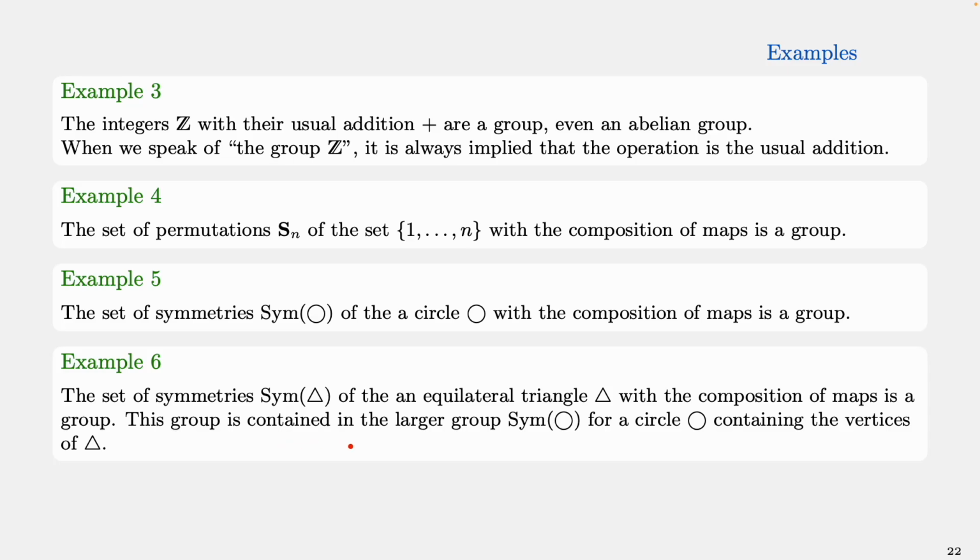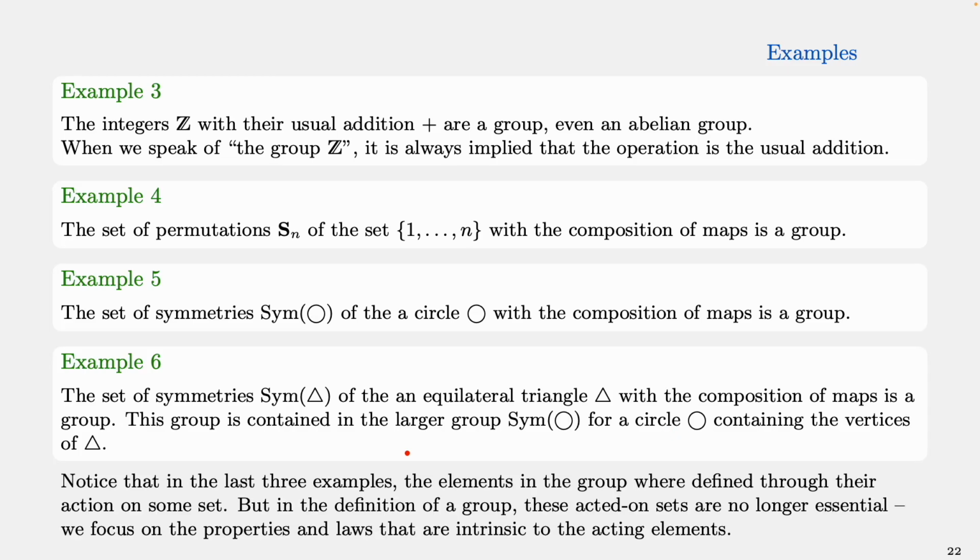And this was a group contained in the larger group from the previous example, the group of symmetries of the circle. And an interesting thing to notice here is that these three examples, the permutations and the two symmetry sets, are defined through their action on some set. So here the permutations act on the set of numbers 1 to n, the symmetries act on the circle, or here the symmetries act on the triangle. So there's always some additional set that we use to define these groups.